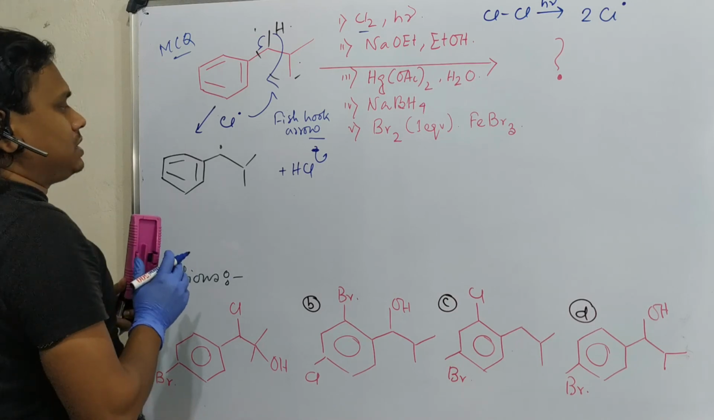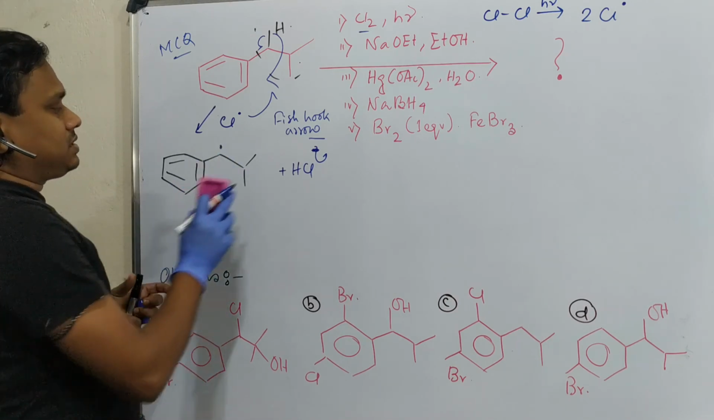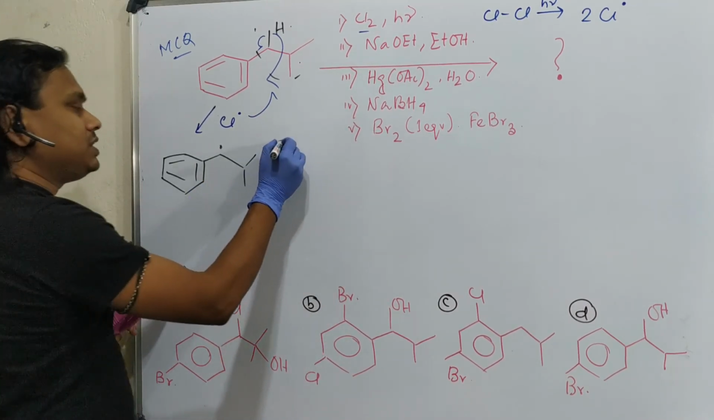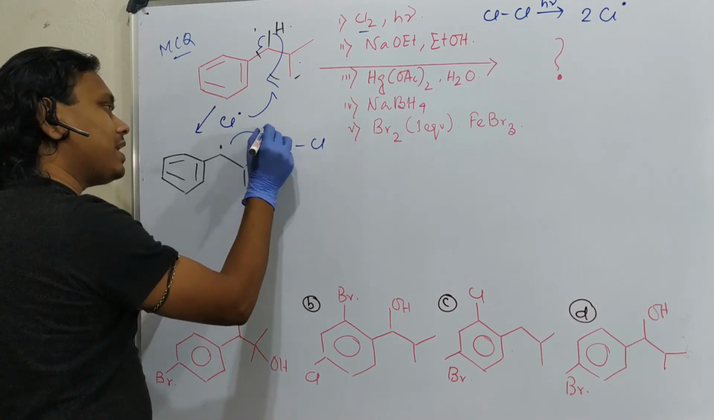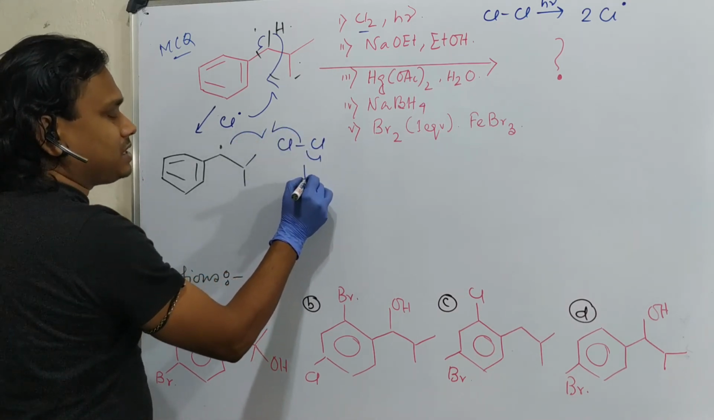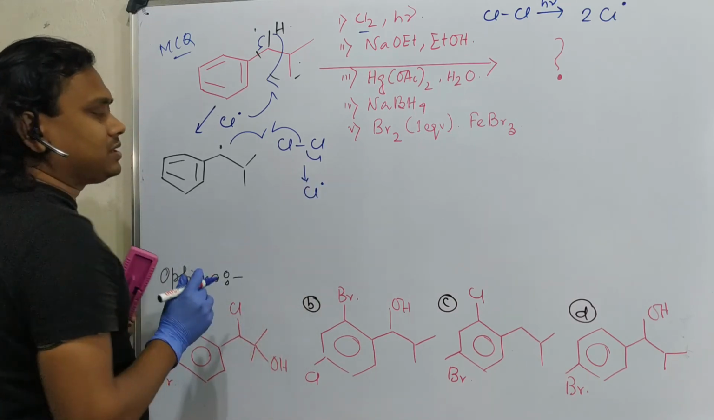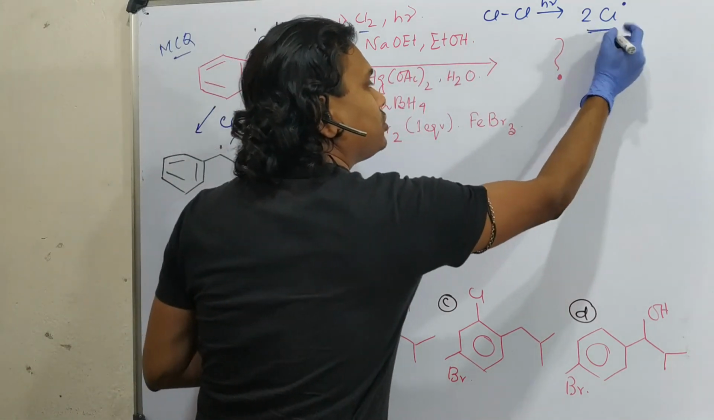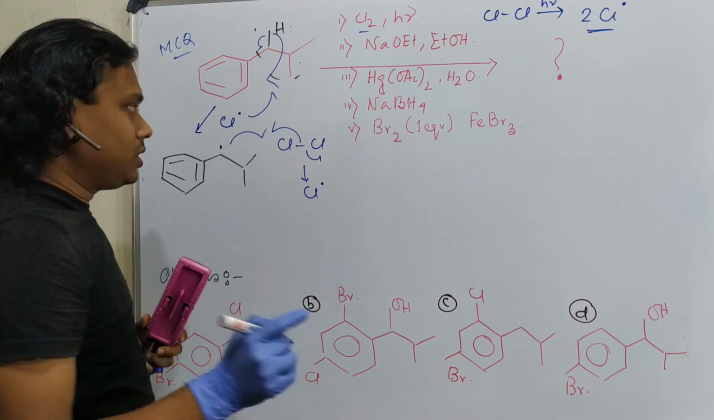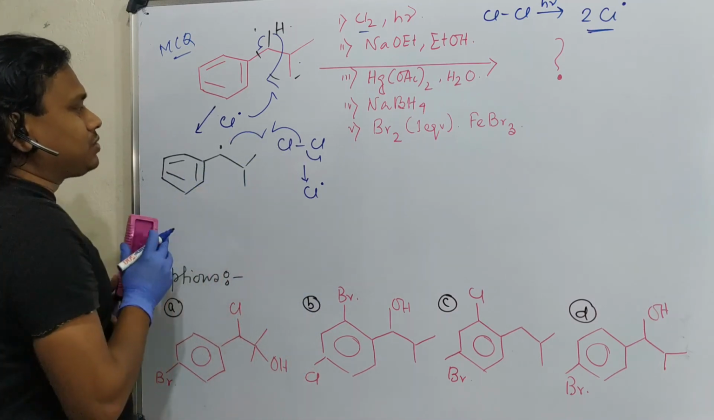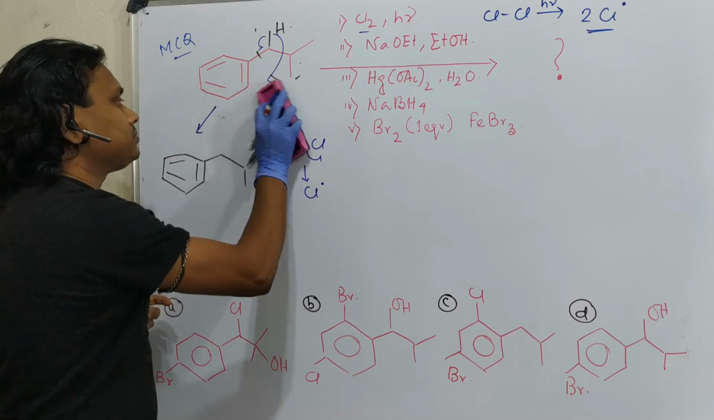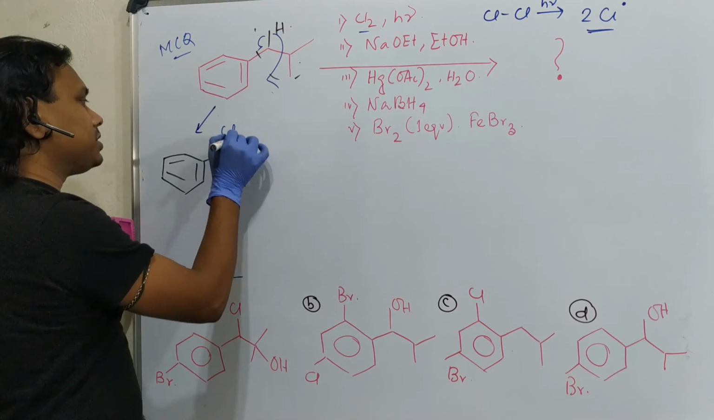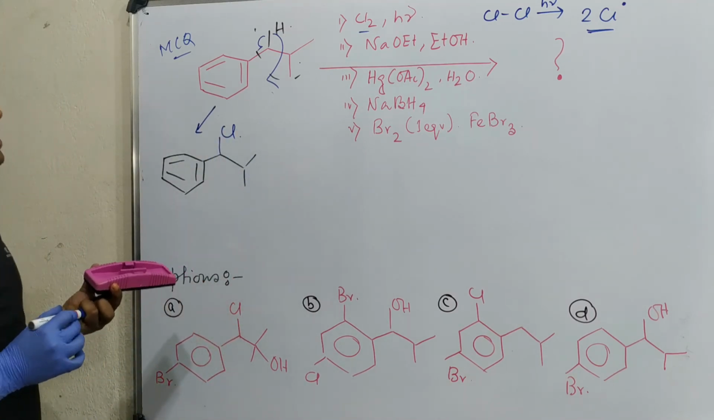Now this is one radical. This can continue the reaction in a radical chain mechanism. It can react with another Cl2 in this way and another Cl radical will be generated. That is one strategy. Another strategy is that this radical can combine with another chlorine radical produced, because we have produced 2 Cl radicals. So both are possible. After that, what will it result? It will result in a chloro substitution, meaning you can say a benzyl derivative.